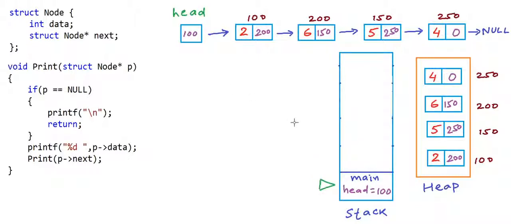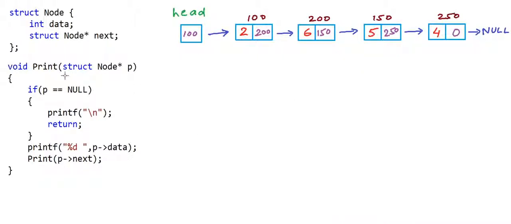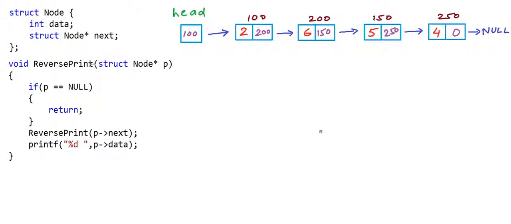Okay, so now I'll clear this diagram of stack and heap on the right and I'll make some change in my print function. I have renamed my function print as reverse print, and in my function I'm first making a recursive call, and after coming back from that recursive call I'm writing a print statement. From the main function I'll make a call to reverse print. Let's write rp as a shortcut for reverse print, and initially I'll pass the address of the head node. So I'll make a call like this, reverse print 100.